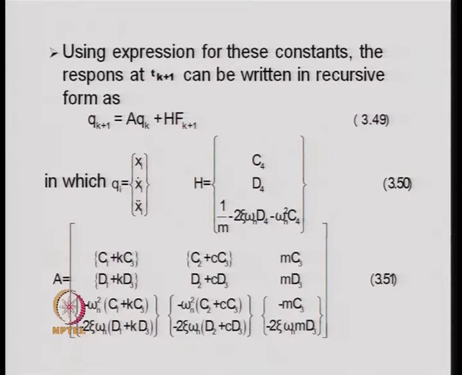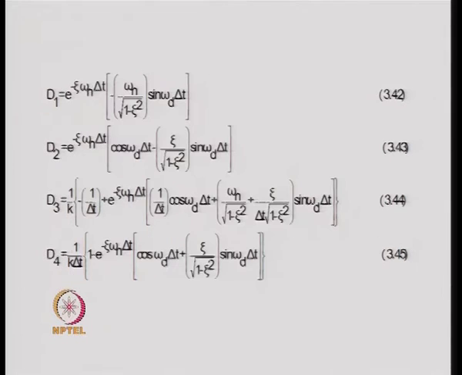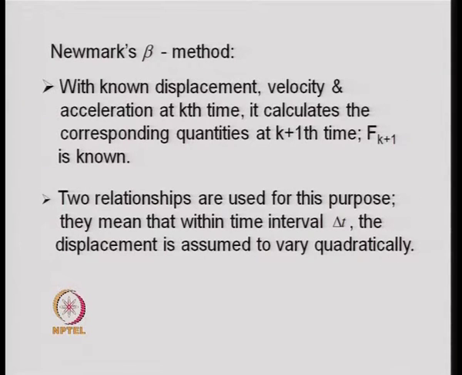So, the C1, C2, C3 etc. can be computed the way I told you, and they are, for your information, given over here in these equations, and you can see that these C1, C2, C3 etc. depend upon delta t, that is the time step, and all other quantities are known, that is omega d, omega t, xi, omega n etc. Therefore, one can compute easily the values of C1, C2, C3, C4, D1, D2, D3, D4 etc.